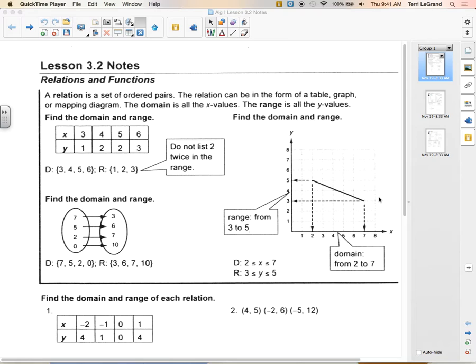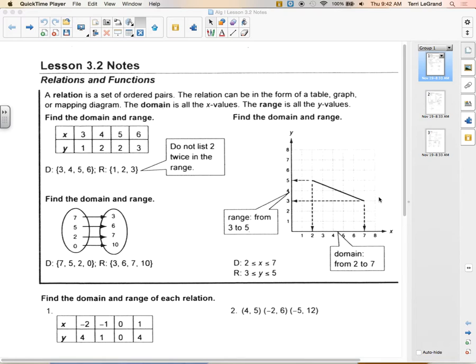What's the difference between a relation and a function? Is there any difference, or could they really be called the same thing? What did you learn when you were doing your own notes? Is there any difference between a relation in the mathematical world and a function in the mathematical world? John? Function is a special type of relation. Yeah, a function is a special type of relation. So all functions are relations.